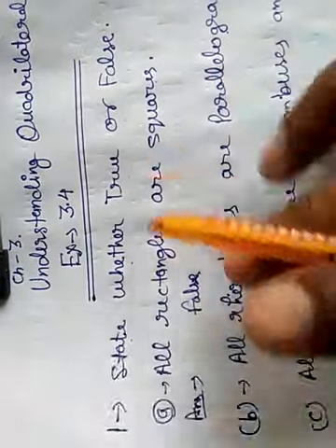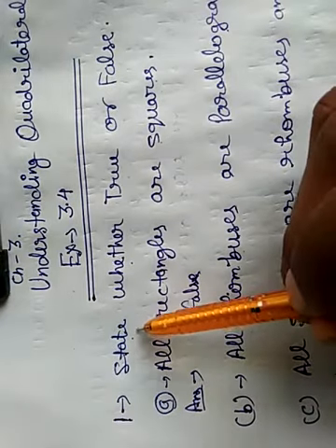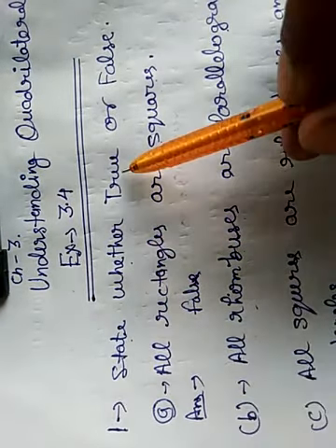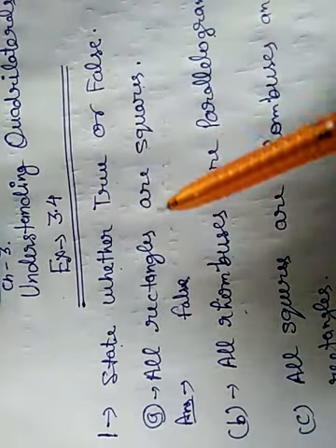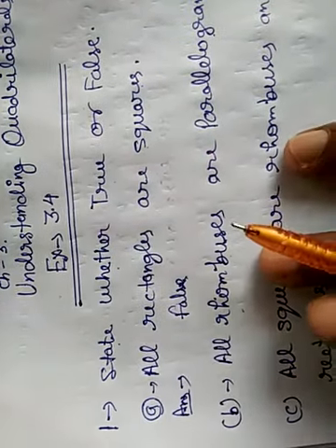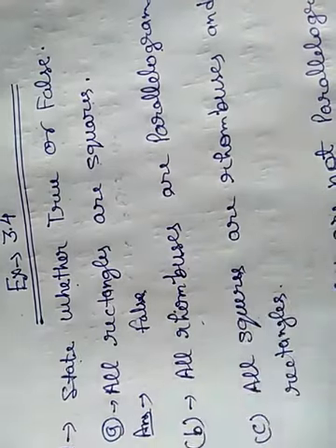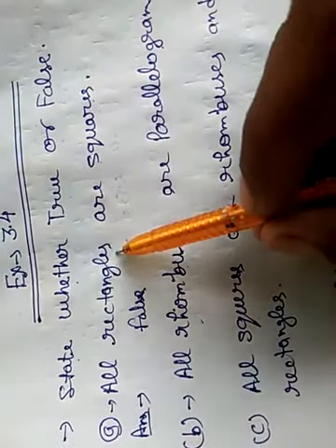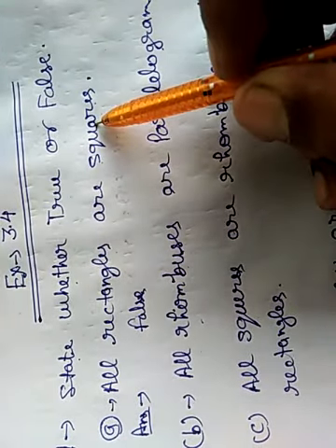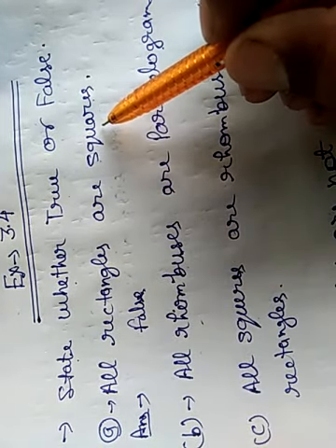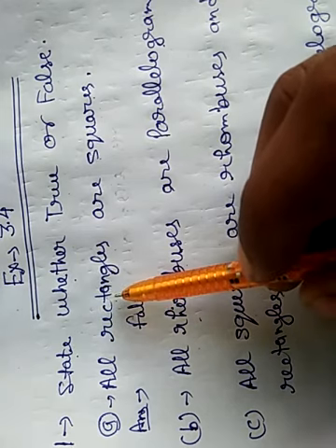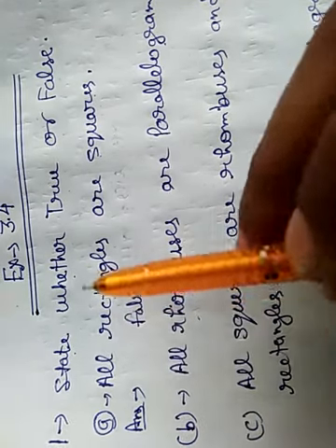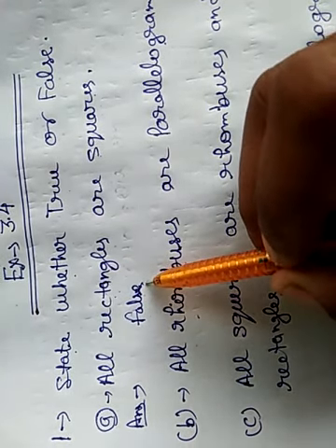See the first question. The first question is: state whether true or false. आपको ये बताना है कि जो हमारे सेंटेंस हैं ये ट्रू हैं या फॉल्स हैं. So, A part: all rectangles are squares. You know very well, in a square all sides are equal and in rectangles opposite sides are equal only. So this is false.